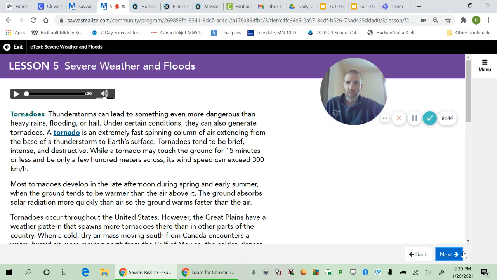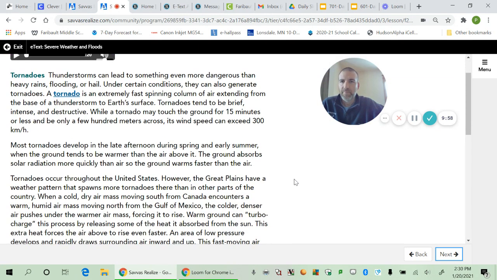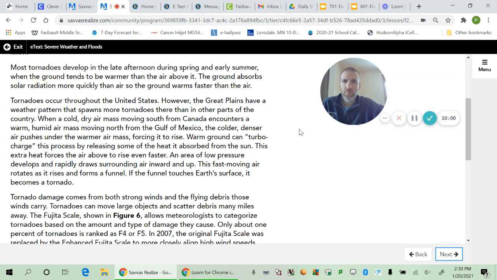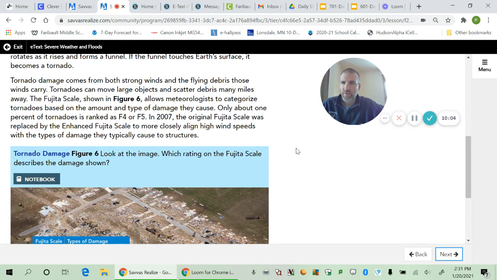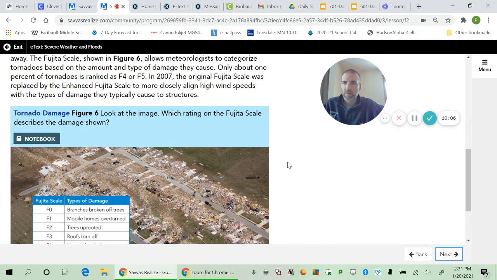Our next slide talks about another type of severe weather, which is tornadoes. They can be very, very dangerous due to the destruction that they cause. On this page, they talk about the formation of tornadoes and where they're more common. The one question, once you've read through this, that you need to answer would be down here.